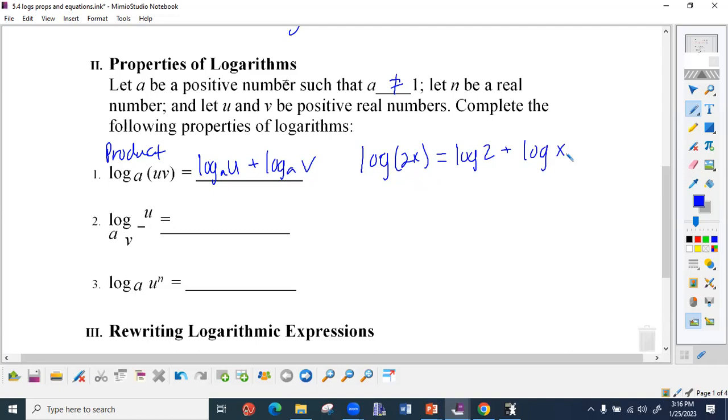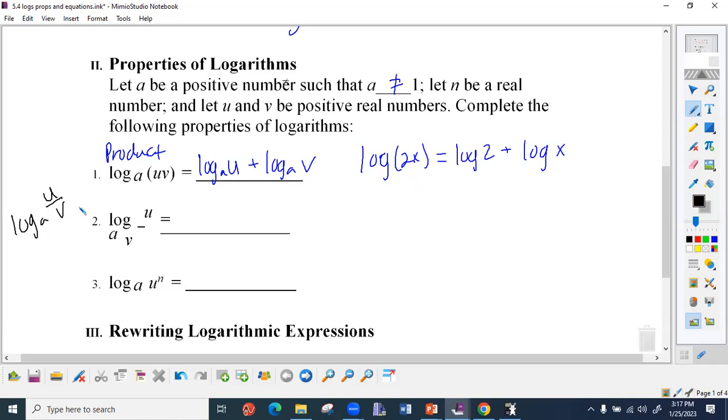Okay, number 2 got disheveled in the printing. So it's supposed to read log base A of U divided by V. But I don't know what happened there.